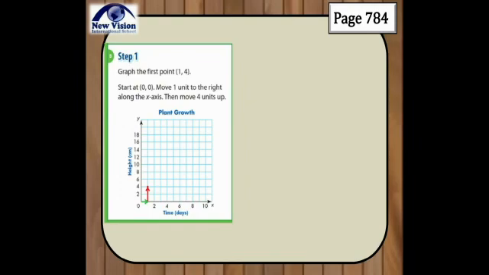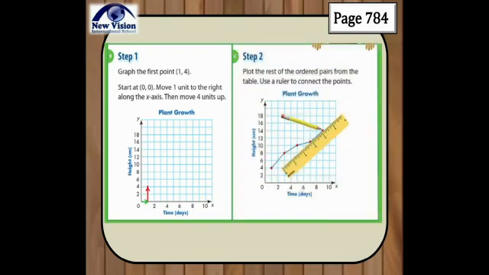Our first step is to graph the first point, which is (1, 4). We will start from (0, 0), or the origin. 1 is the x-coordinate, so we will move 1 unit to the right of 0. That is represented by the green arrow. And then 4, so we will move 4 units up. That is represented by the red arrow. Next, plot the rest of the ordered pairs from the table, and then use a ruler to connect the points.